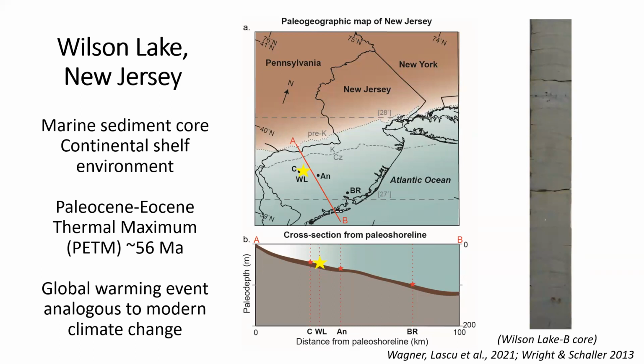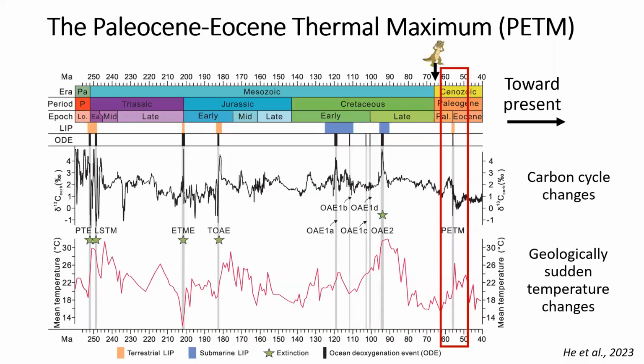And what's great about Wilson Lake is that it's a marine sediment core that records a continental shelf environment over the Paleocene-Eocene thermal maximum, which is a global warming event that happened about 56 million years ago. And it's not perfect, but it's a really good analog for modern climate change.